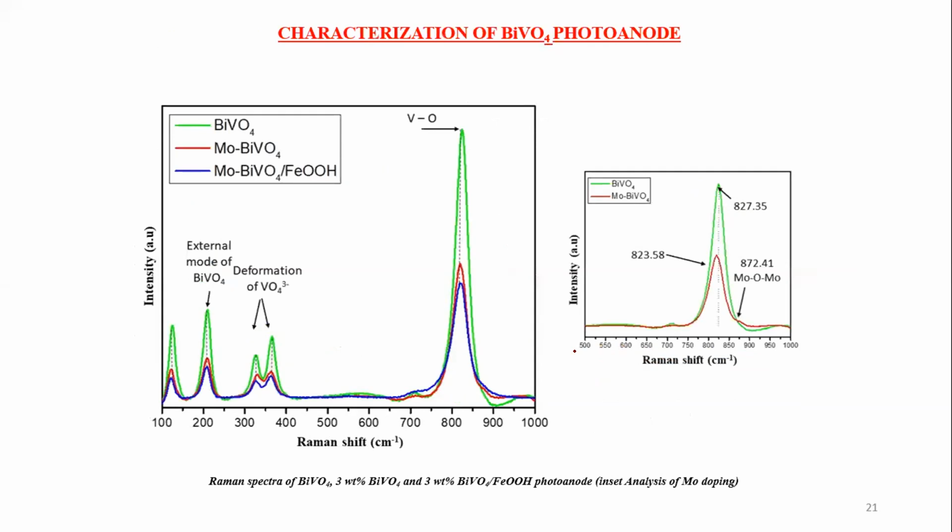And we also did the Raman spectra. From the Raman spectra, we also got the monoclinic scheelite structure of the bismuth vanadium oxide, which you can see from this Raman spectra. Similarly, we can also identify the peak related to MoS2 based on the Raman vibration spectra.